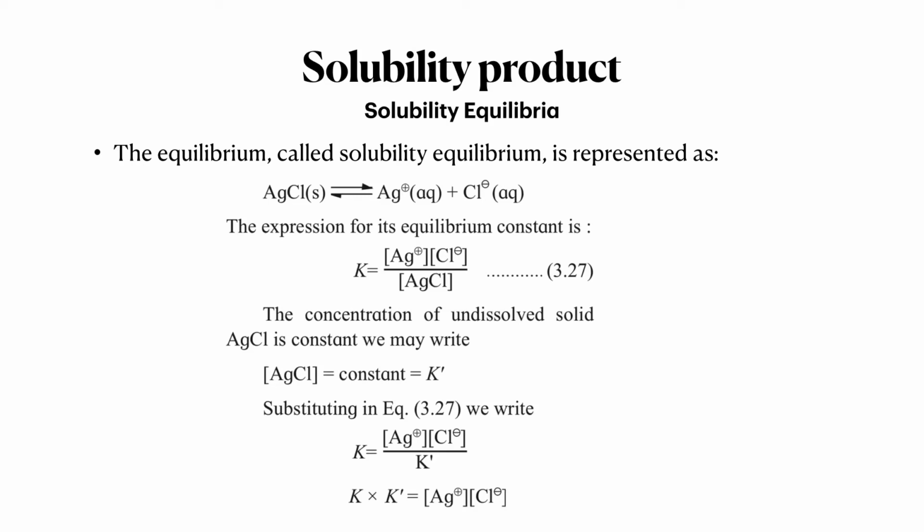Concentration of AgCl, that is a constant, that is nothing but K dash. So I'll substitute the value in the above equation. Okay, so what will happen? I'll get the equation as K is equal to concentration of Ag plus into concentration of Cl minus upon K dash. Now I can take this K dash from the right hand side to the left hand side. Therefore it will be nothing but K into K dash is equal to concentration of Ag plus into concentration of Cl minus.